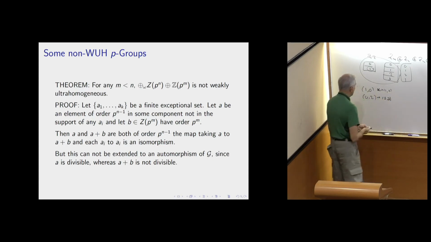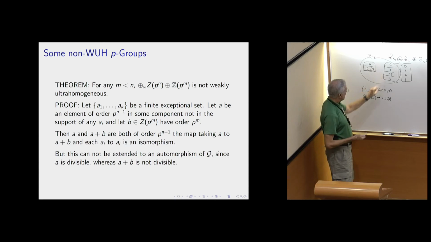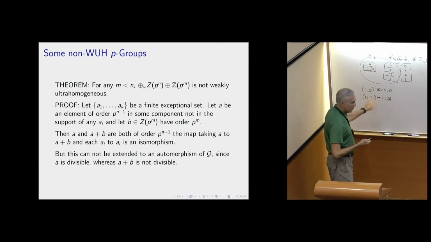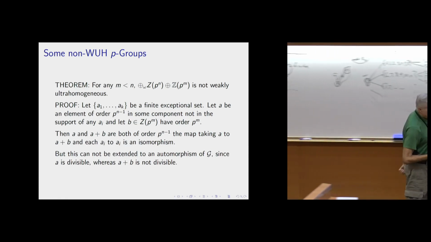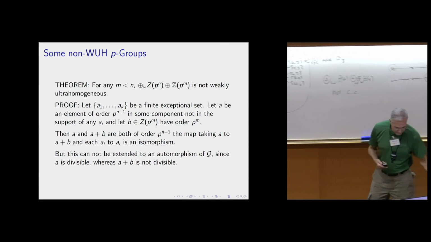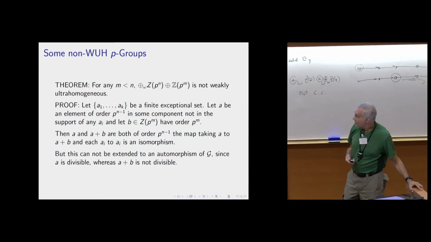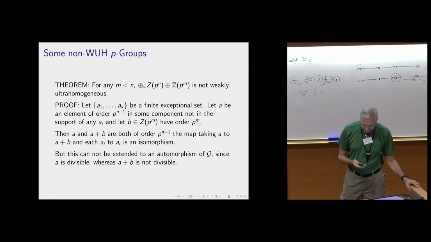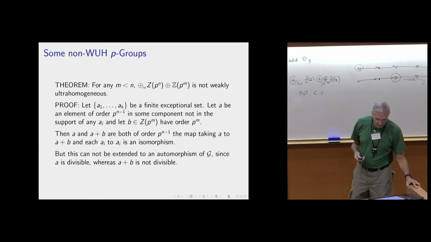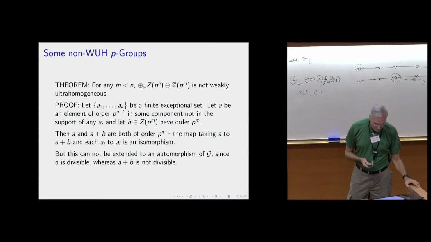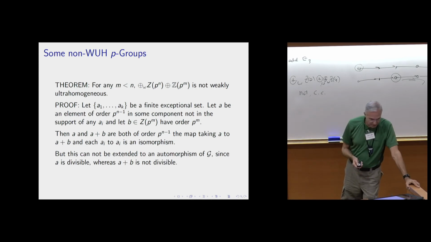Okay. So you just look at these pairs, the one which is divisible, the one which is not divisible. You interchange those, that's a local isomorphism, and it cannot be extended. So just having even one smaller cycle and then infinitely many larger ones fails to be weakly ultrahomogeneous. But of course, it is completely categorical. Okay, so this was the interesting, surprising, I think, result.